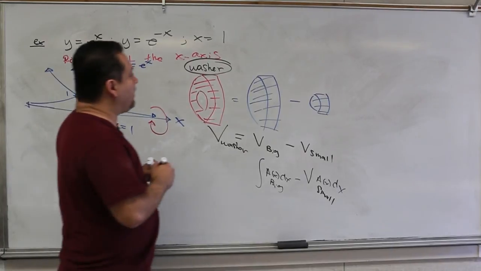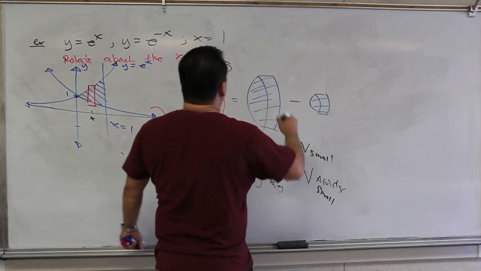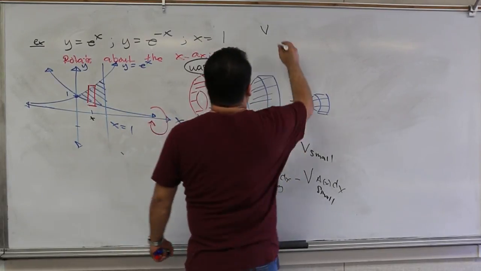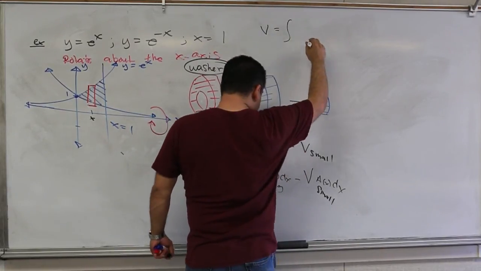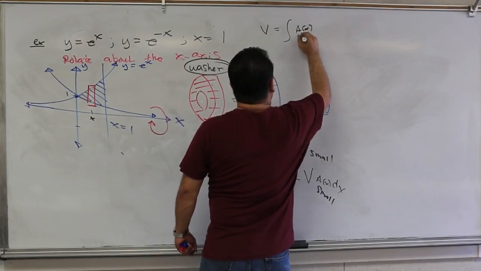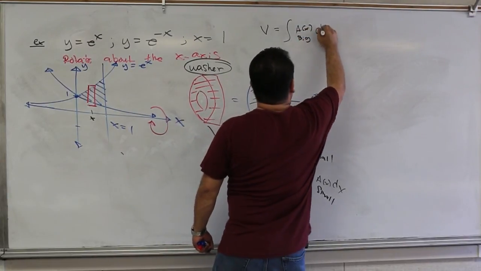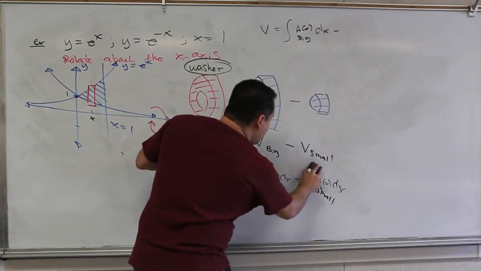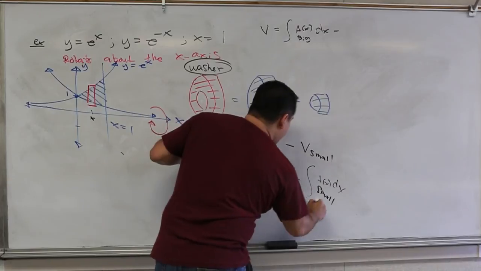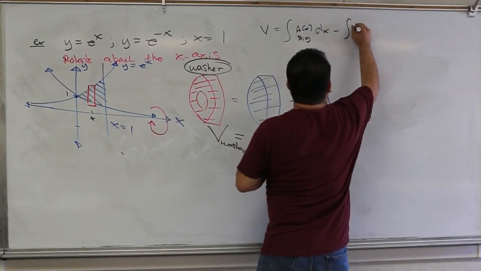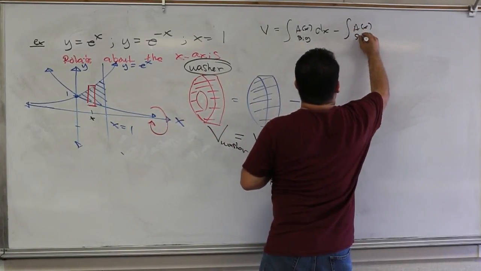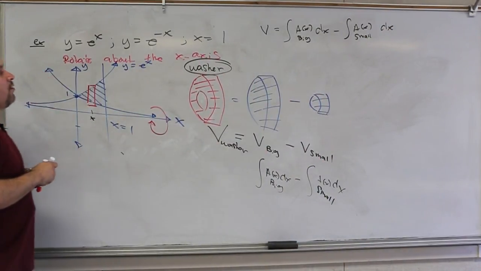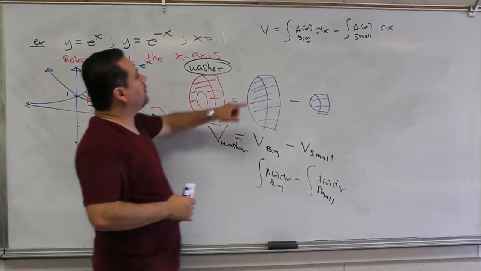And then, I think I'm running out of space, which I don't like doing. Let me do it up here. The volume now will be the integral of A(x) big, I'll put it up here, dx, minus the integral of A(x) small, dx. As you guys know, the key again is finding what?